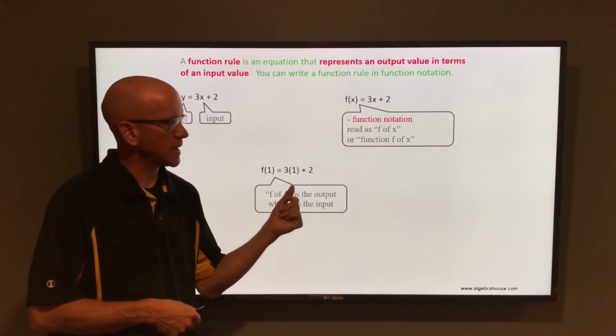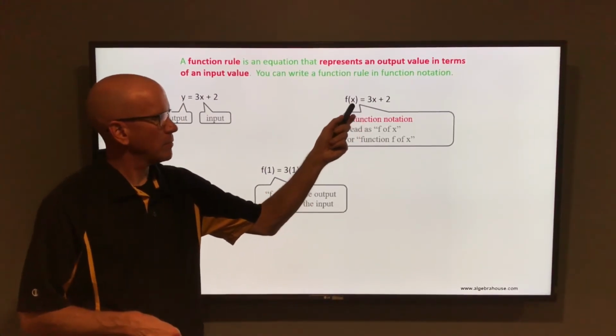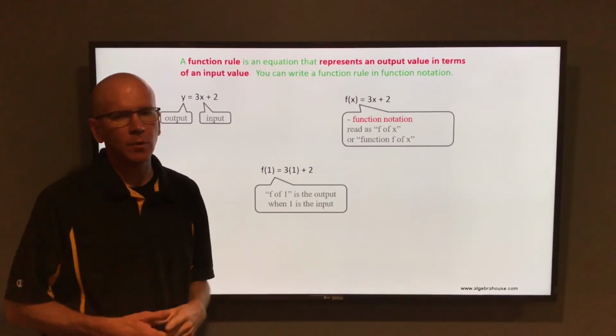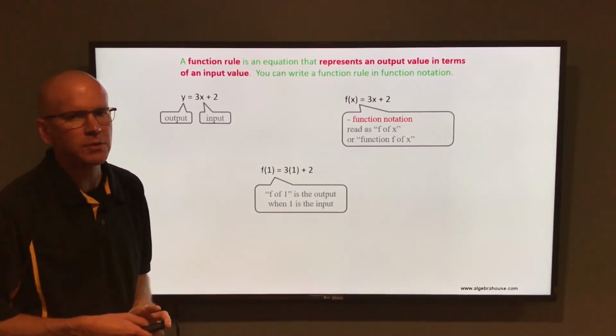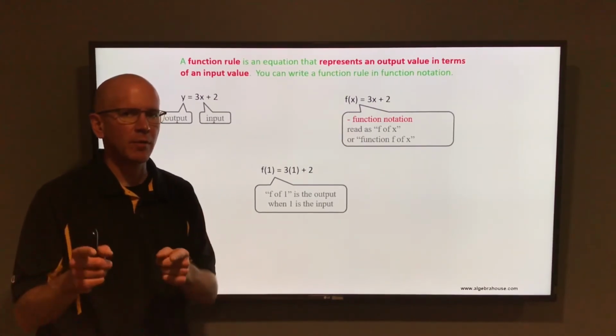Remember, the input is the x value, the output is the y value. Function notation, though, the common ones used are f of x, g of x, h of x. If you see those, remember that's the y value.